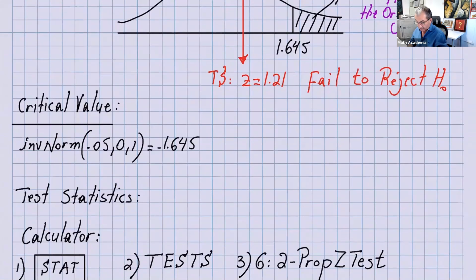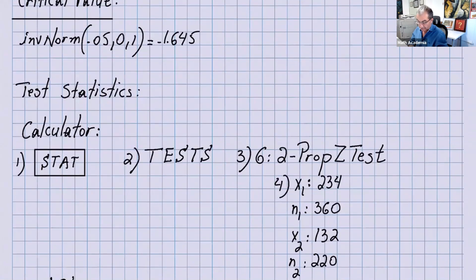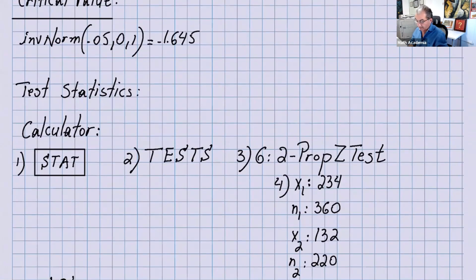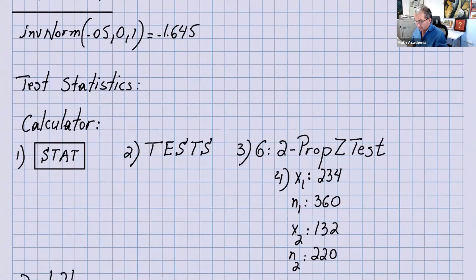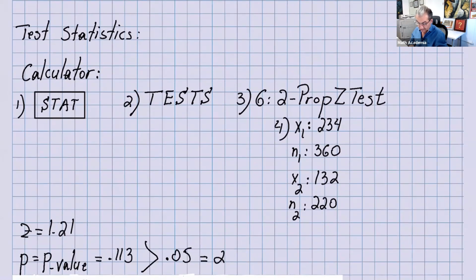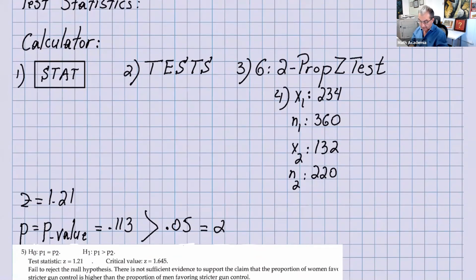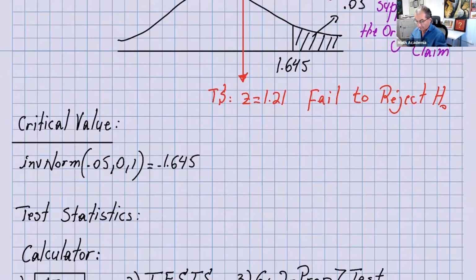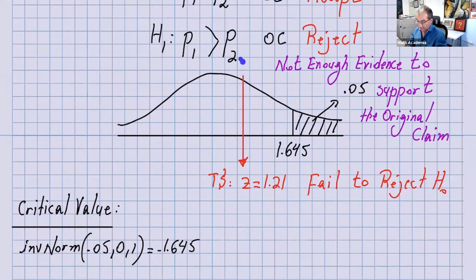And to find the test statistic, I just did the calculator here. Same thing, you go to stat, test, number 6, 2-prop z test, type the givens: x1 234, n1 360, x2 132, and n2 is 220. And just calculate. The calculator is going to give you z to be 1.21, and that's the test statistic. And p-value is 0.13, which is much greater than 0.05. Use one of them to make the conclusion, and 1.21 is right here in the non-shaded region.